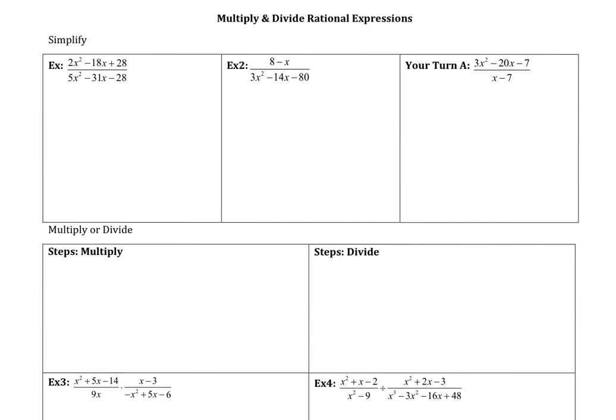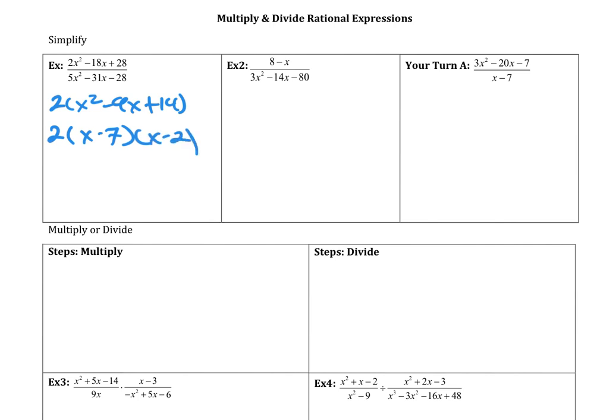For our first example, we look at our numerator, and we have a lot of stuff we can do there. We want to look at the fact that they all have a common factor of 2. So I'm going to start by factoring out a 2, and what I end up getting would be 2 times x squared minus 9x plus 14. And then you use your favorite factoring method, and when you do, you should get 2 times x minus 7 times x minus 2.